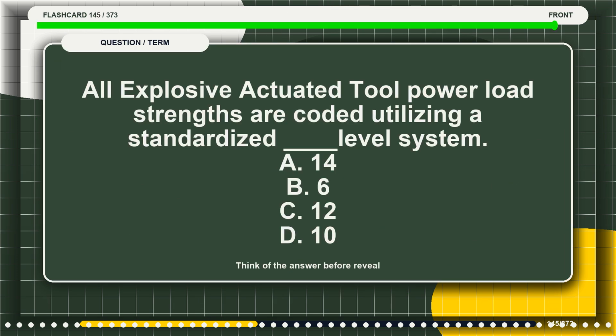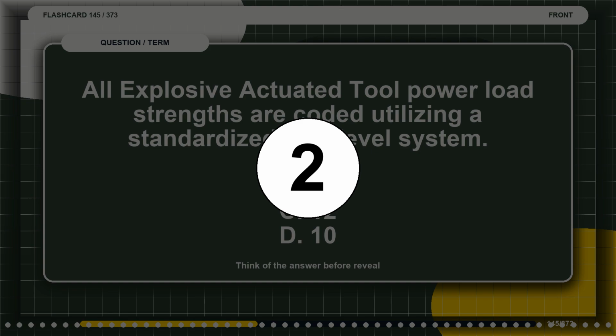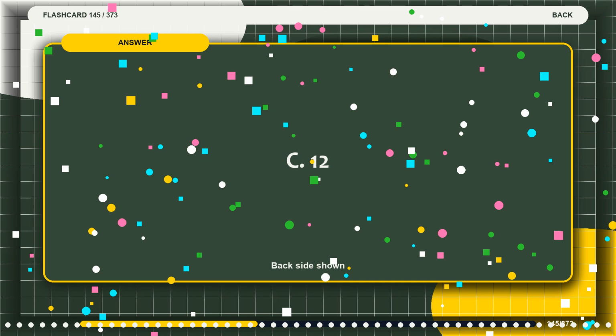Flashcard 145. All explosive actuated tool power load strengths are coded utilizing a standardized blank level system. A. 14. B. 6. C. 12. D. 10. Think of the answer before the reveal. The answer is C. 12.